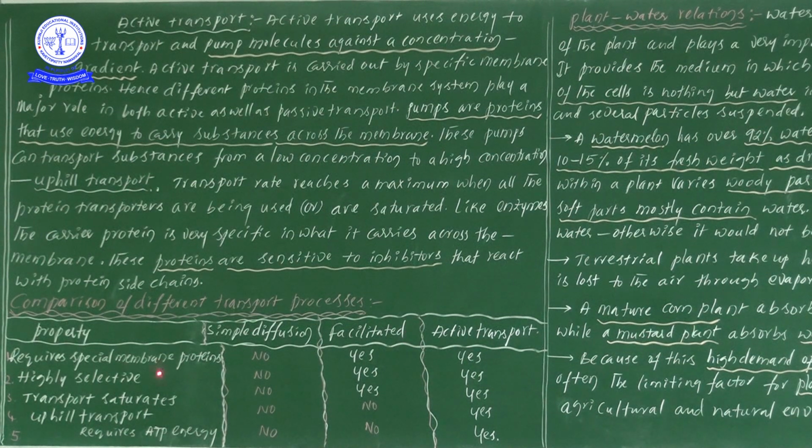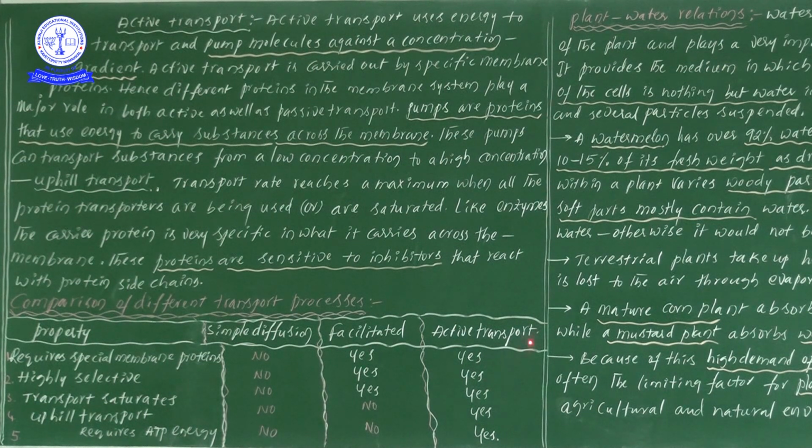Next one, facilitated transport. Requires special membrane proteins? Membrane protein is required, yes. Highly selective? Yes. Transport saturates? Yes. And uphill transport, no. Why? Because in facilitated transport also, like diffusion, ion transportation takes place from high to low. That's why these two are no. In these two there is no use of energy.